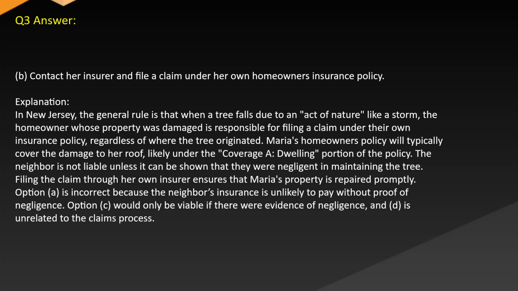Option A is incorrect because the neighbor's insurance is unlikely to pay without proof of negligence. Option C would only be viable if there were evidence of negligence, and D is unrelated to the claims process.